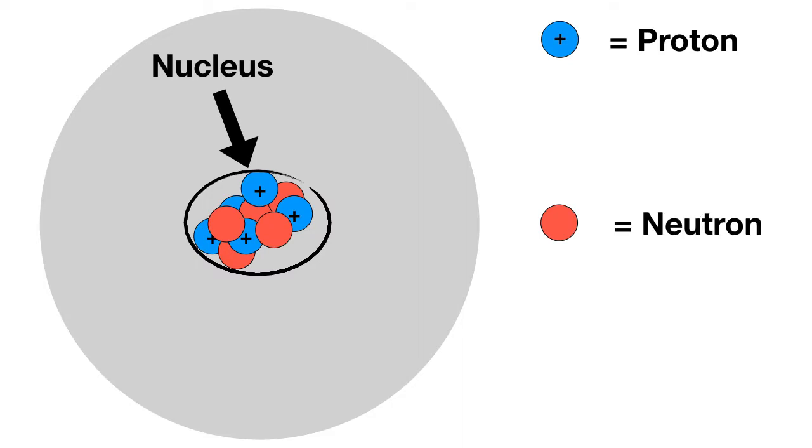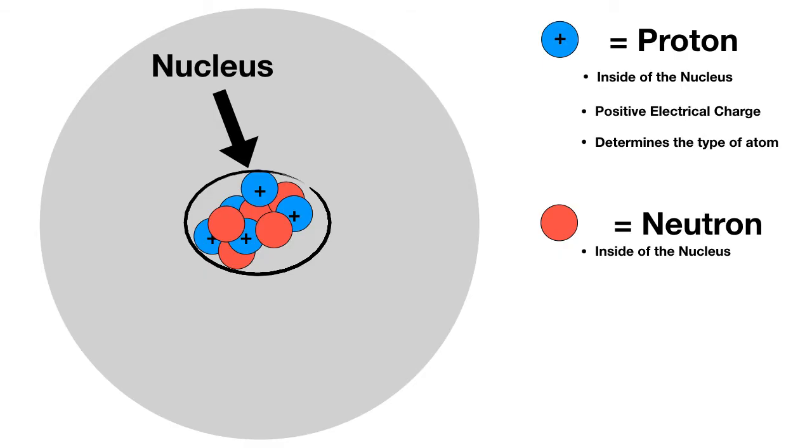And while both protons and neutrons are inside of the nucleus, they have different electrical charges. What type of electrical charge does a proton have? A proton has a positive electrical charge. Also remember that the number is very important. The number of protons determines the type of atom and is called the atomic number. Neutrons, on the other hand, have no electrical charge. Remember the N in neutron for no electrical charge.